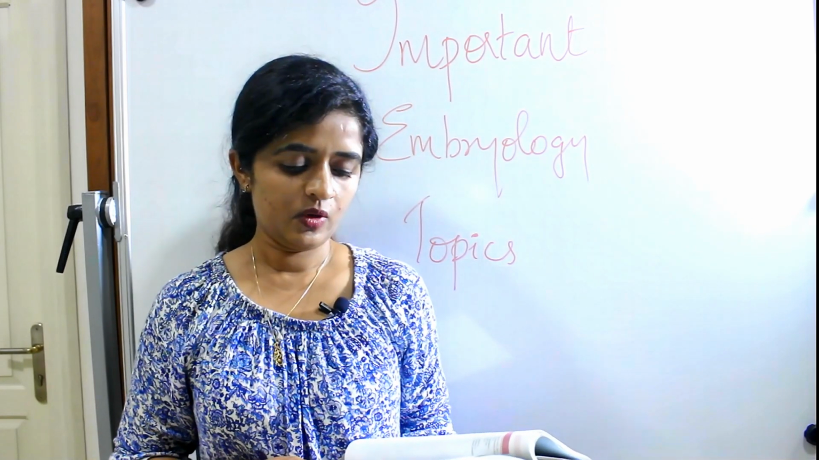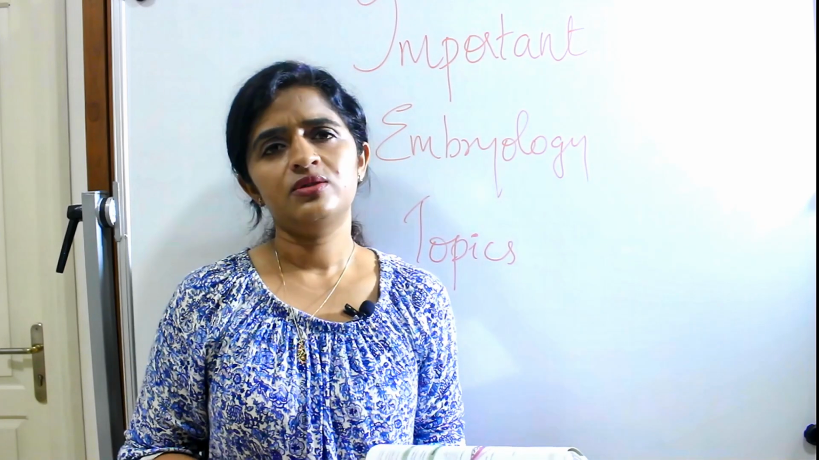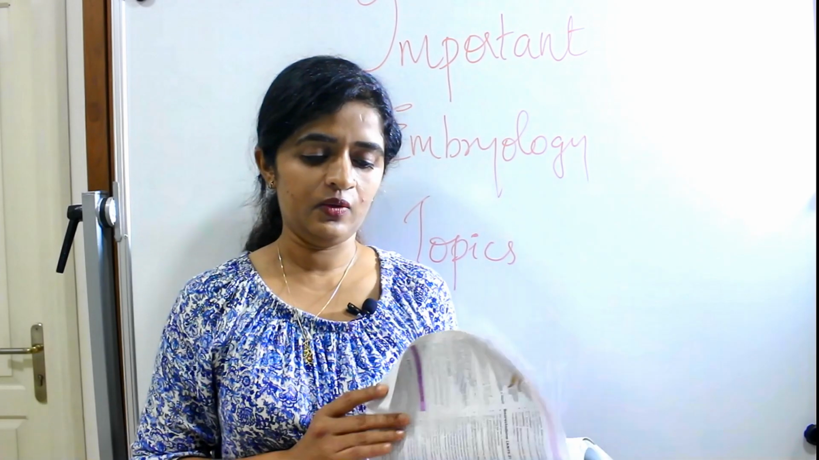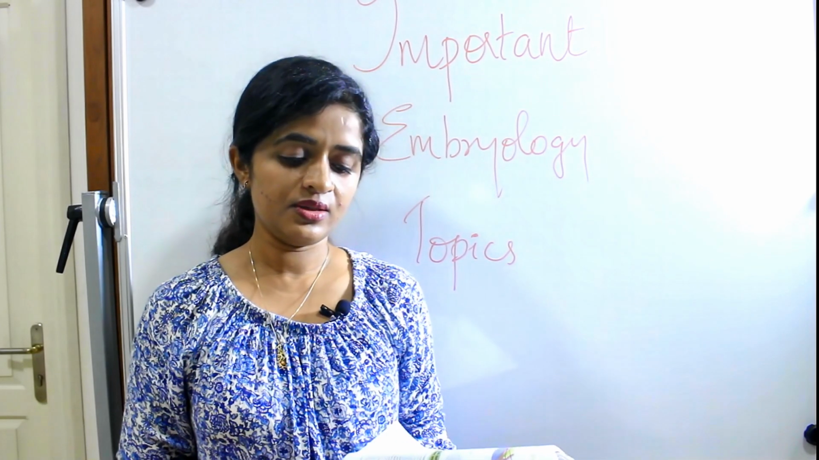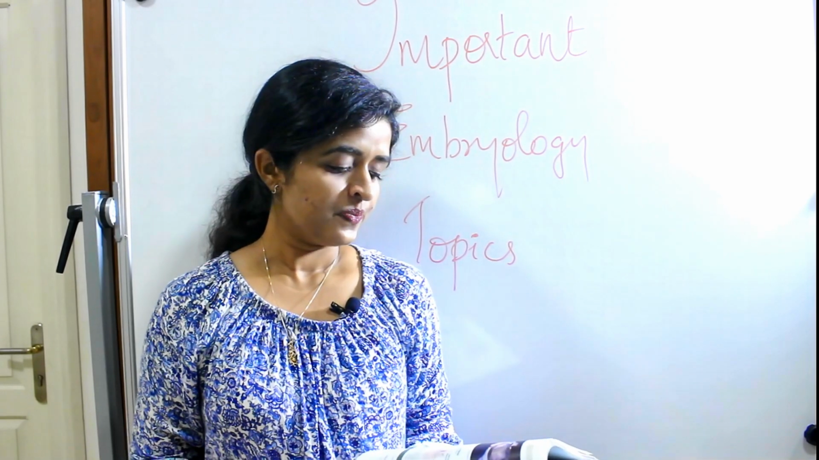Then one more important topic from this chapter is allantoic diverticulum. All these three topics, the primitive streak, notochord and allantoic diverticulum. Whenever these things are asked, you should be able to write a short note about it.